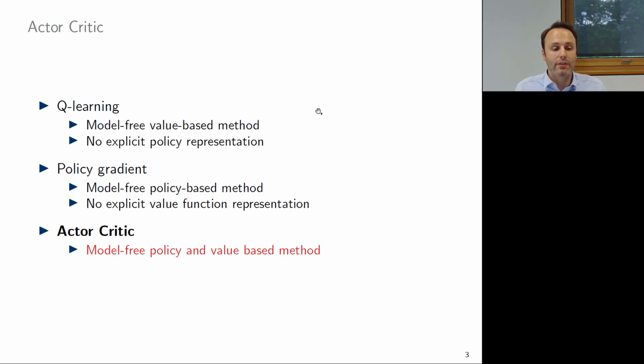Policy gradient methods, in turn, work directly with the policy, but they don't have a value representation. So we don't have an explicit way here to judge whether our policy is good or bad.